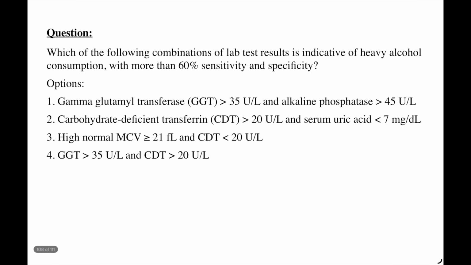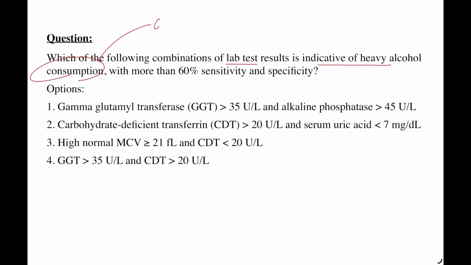Which of the following combination of lab test results are indicative of heavy alcohol consumption? I know GGT is a parameter. Now we have a latest parameter, that is CDT, carbohydrate deficient transferrin. If GGT is more than 35, CDT is more than 20, then we are looking at heavy alcohol consumption. The sensitivity is very high for these tests. Okay, so option 4 is the correct answer.